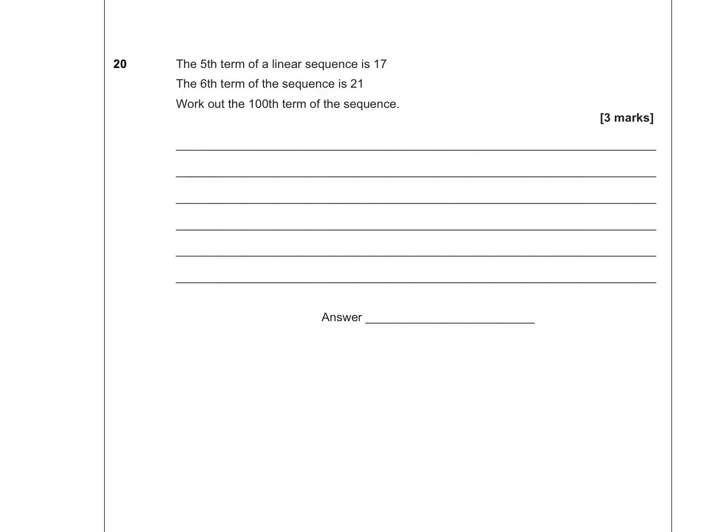Question 20 is one of my favorite questions. I have used it in previous years. The 5th term of a linear sequence is 17, and the 6th term is 21. They want us to work out the 100th term. So I would go 1, 2, 3, 4, 5, 6. So those are my 6 terms. It says the 5th term is 17 and the 6th term is 21. And this is of a linear sequence. So this means it goes up by the same amount every single time. So this is going up by 4. So if we wanted to go backwards, it would go down by 4.